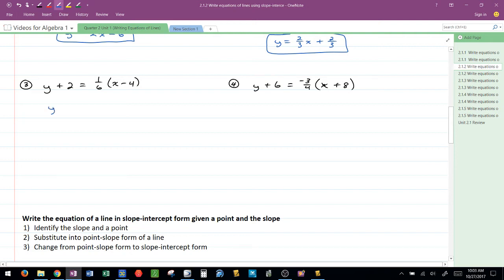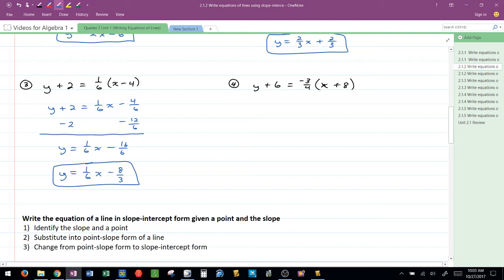Let's take a look at another one involving fractions. We've got y plus 2 equals, distribute, 1/6 x minus 4/6. Now, I can simplify 4/6, but I don't have to. We focus on getting y by itself for the second step. So that means I need to subtract 2. But I have 4/6, so I'm going to write 2 as 12/6 and subtract 12/6. That gets me y by itself, 1/6 x, now minus 16/6. I can simplify 16/6, therefore I must. Y is equal to 1/6 x, and I know that 2 goes into both 16 and 6, so this would be minus 8/3. This equation is now in slope-intercept form and simplified.